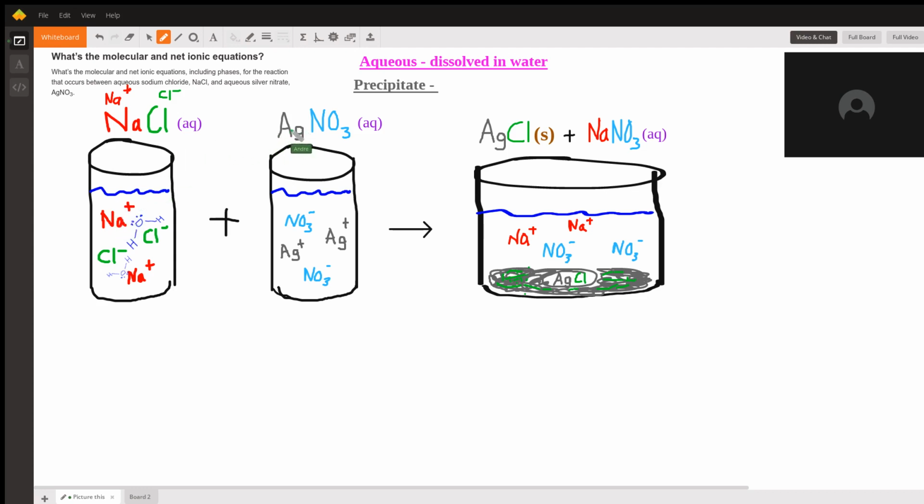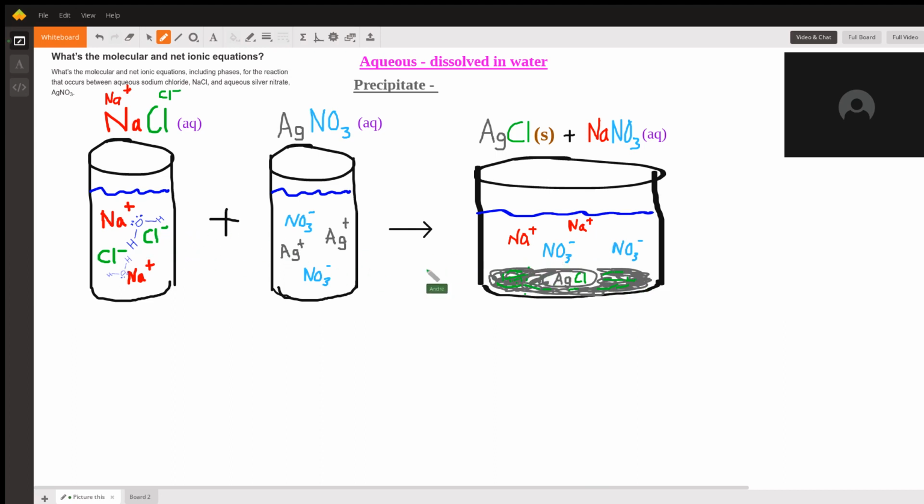The same happens with silver nitrate. Silver nitrate also breaks up into its ionic components. Well, if you take these two solutions and you mix them together in a larger tub, something unique happens. The silver ions and the chloride ions, which we just dumped into this water, precipitated out. They became solids, so they fell down to the bottom as an actual solid in this water.